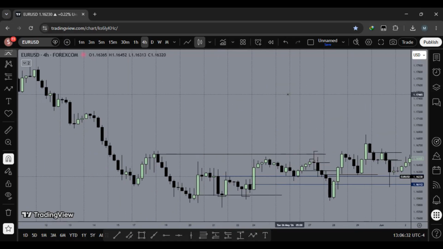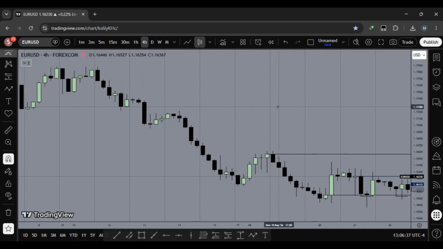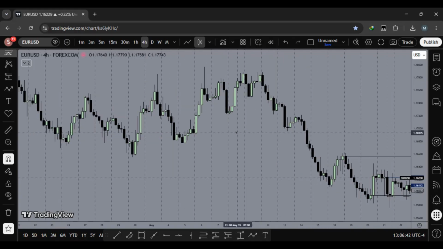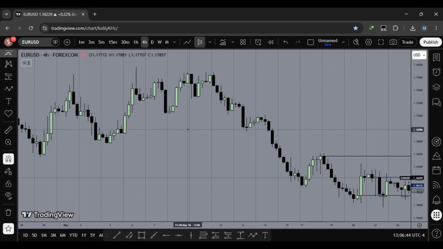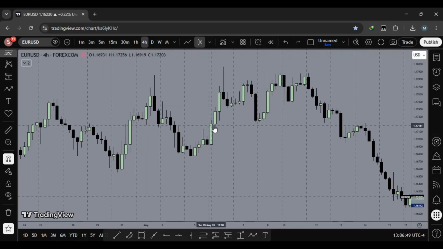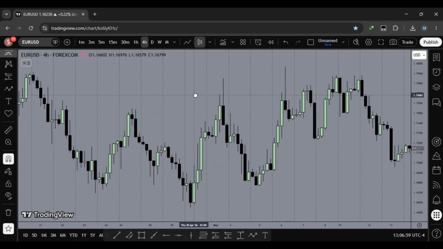Let's look at more examples. This is Euro USD. We will look at gold because I know most people like trading gold. Let's look at more examples. All right. So look at this. Just take your time and go through your chart and backtest.